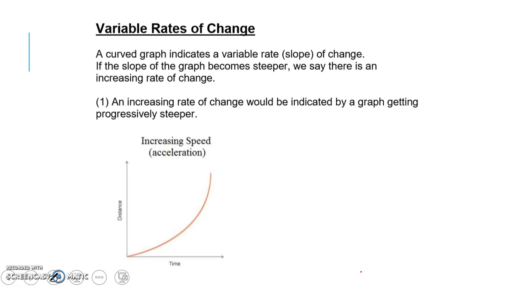We can also look at curved lines. So this is a variable rate of change. This is where it's not changing at a constant rate. So if it's getting steeper and steeper and steeper, this is actually what we call an increasing rate of change. And it's indicated by getting progressively steeper. So this could be something that's accelerating. So someone that's running, but they're getting faster and faster and faster.